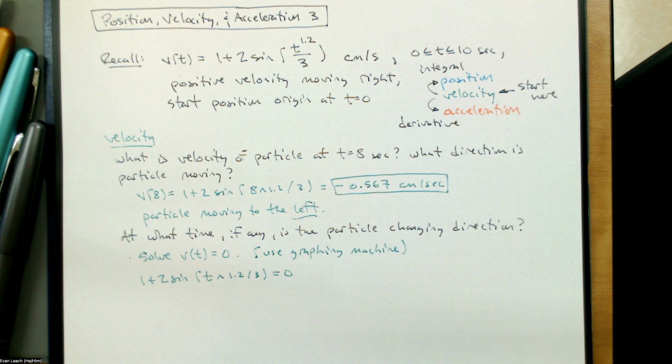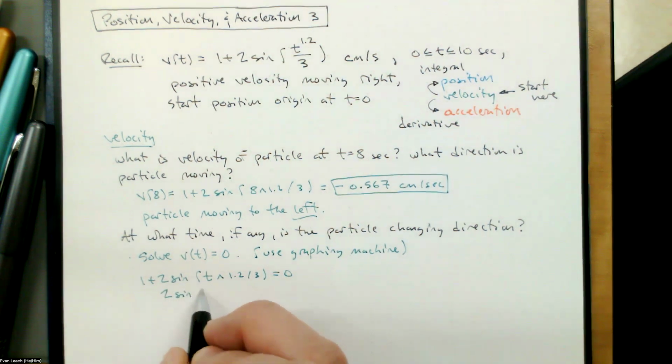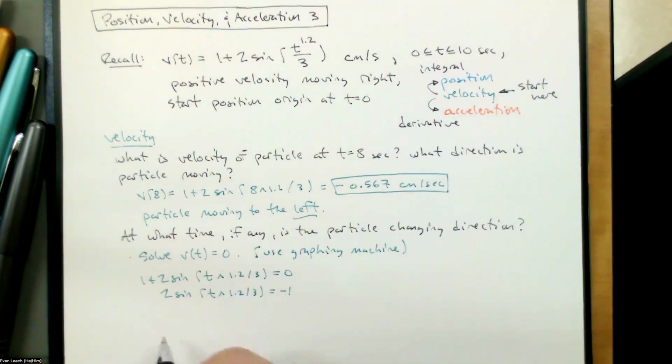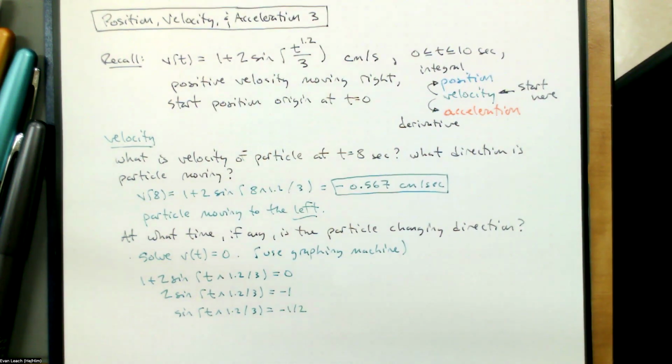So if we wanted to solve this equation, we could do inverse operations in reverse order. So the first thing that we'll do is subtract 1. And then divide by 2. Then we could sine inverse.